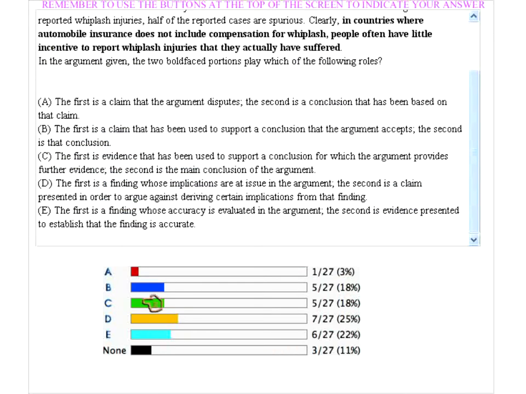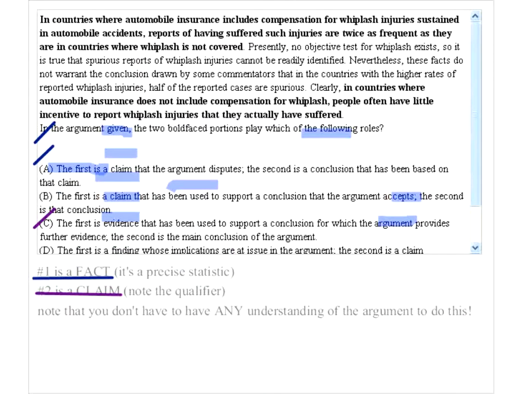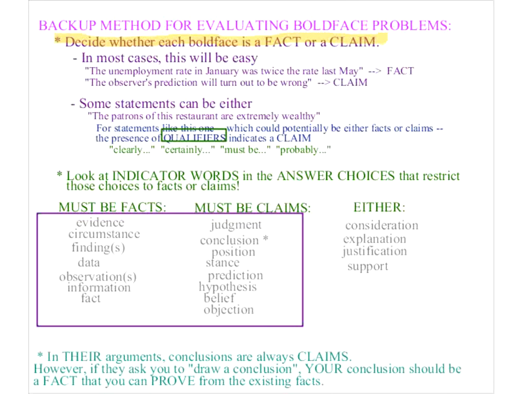Because if you look at how many answers there were that were not C or D, there were a lot of them. So this is a pretty awesome method. You decide whether each boldface is factual or whether it's a claim. And then you look for indicator words that restrict your choice accordingly. And then when you find those, eliminate accordingly.